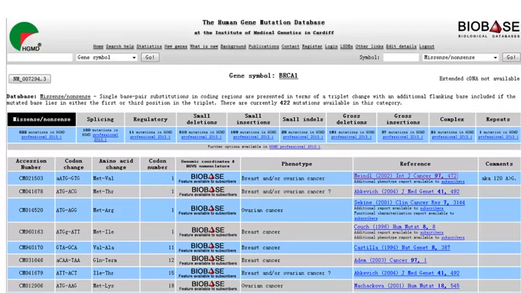Here is an example of mutations in BRCA1. For each mutation, you can find the nucleotide changes, the amino acid changes, the phenotypic changes, and the reference.